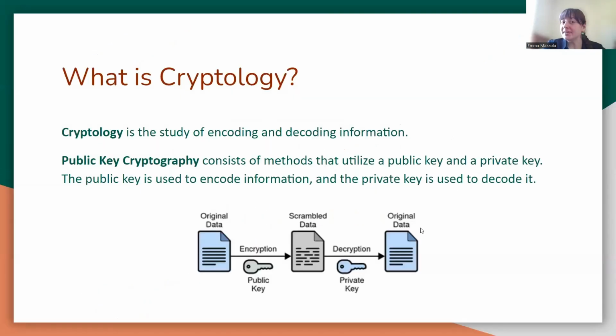What is cryptology? We're going to start there, give a quick background. So cryptology is the study of encoding and decoding information. We're going to be looking at public key cryptography. So that consists of a method that utilizes two keys, one that's public, so everyone can view it, and one that's private, so only the recipient, the person who's meant to get the message, has that private key. The public key encodes information and the private key decodes it. So somebody encrypts information with a key, sends it, and then that person decrypts it with a different key.